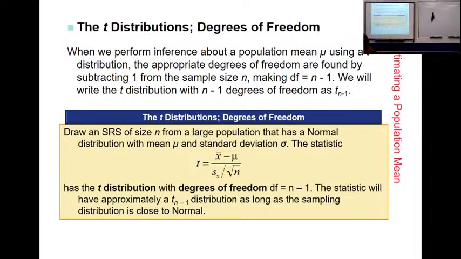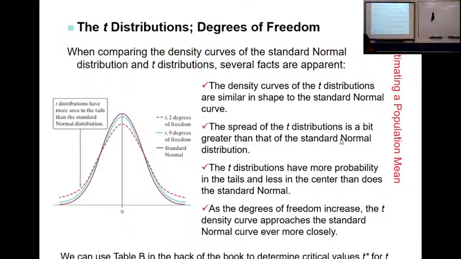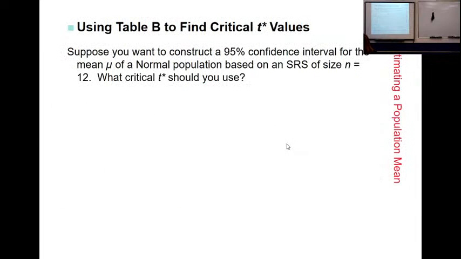So let's do a little bit of practice with using this t-distribution. Suppose you want to construct a 95% confidence interval based on a simple random sample of size n equals 12. What critical value should you use?